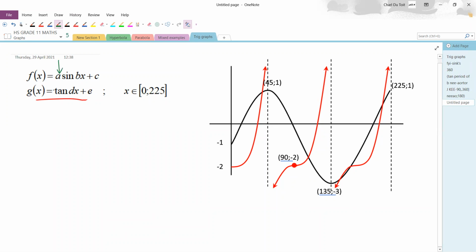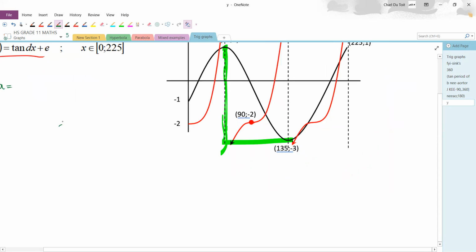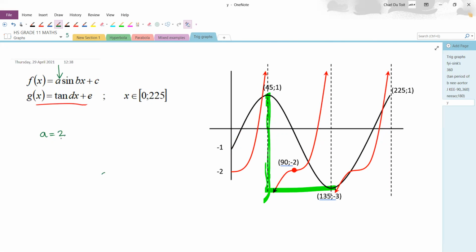This value there. A is the amplitude of the black or sin graph. How do I get the amplitude? You take the top to the bottom value, which is negative 3. What's that length? It's 4 units. You see that? Yes, sir. And you divide it by 2. So A is 2. Did you get that? Yes, sir. It's easy. Good.